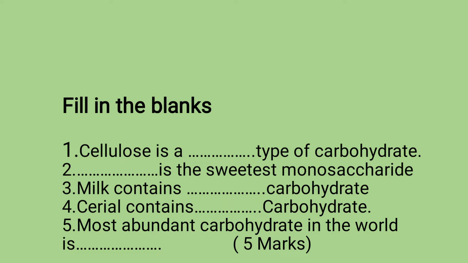Cellulose is a type of carbohydrate. We know that cellulose is a polysaccharide type carbohydrate. There are three types of carbohydrates: monosaccharides, disaccharides and polysaccharides. Here the cellulose is a polysaccharide type of carbohydrate. The second one is the sweetest monosaccharide. We have learned that fructose is the sweetest.